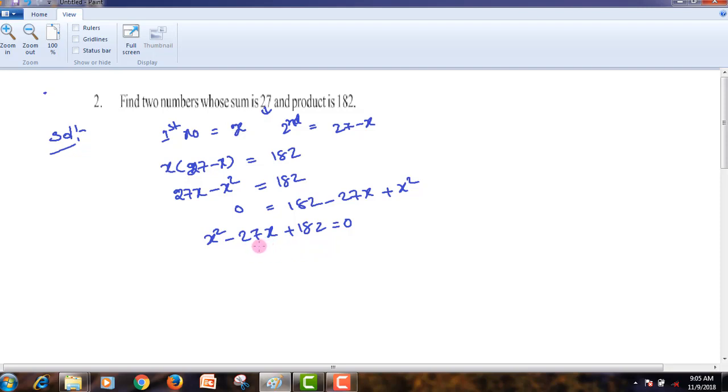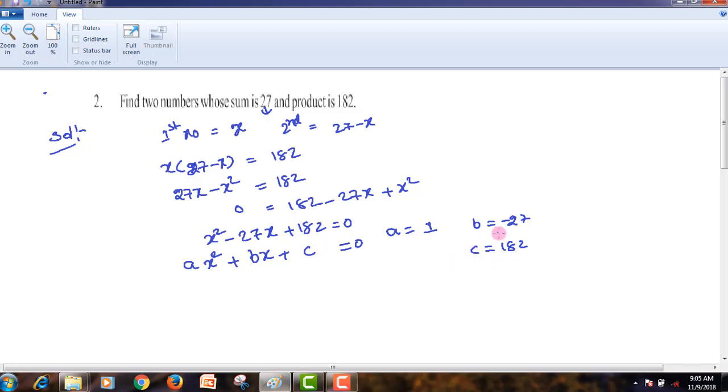On solving this equation, the roots of this equation are the solution of this question. So, how to solve this? Firstly, we have to compare this with the standard form of a quadratic equation. What is the standard form of a quadratic equation? That is ax square plus bx plus c is equal to 0. On comparing this, we get the values a is 1, b is minus 27, and c is 182.